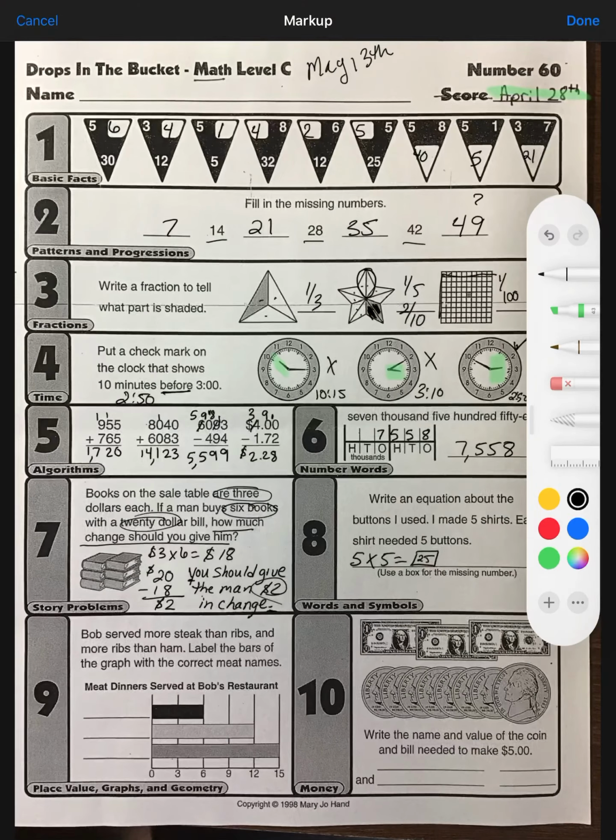Number 9. Bob served more steak than ribs and more ribs than ham. Label the bars of the graph with the correct meat names. Bob served more steak than ribs and more ribs than ham. So what he served the most is steak. It has to be on the bottom. And then he served more ribs than ham. So ham has to be the lowest amount.